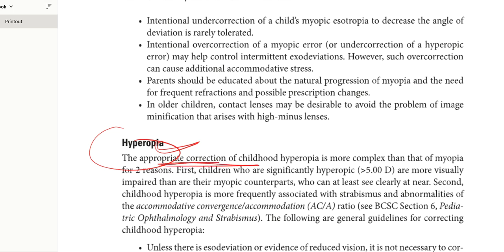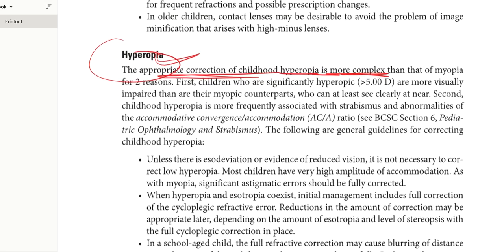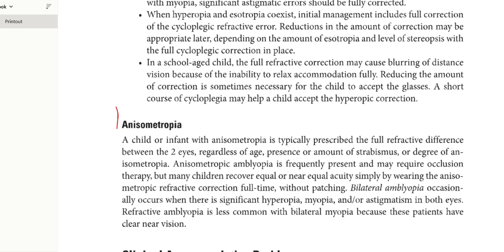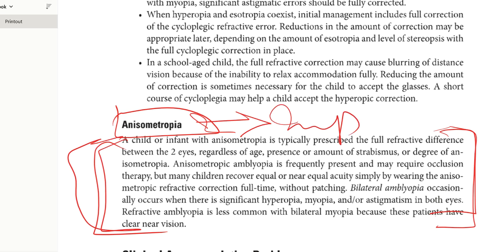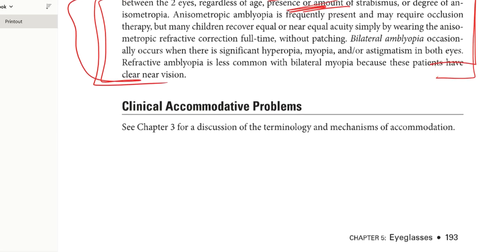Remember that the appropriate correction of childhood hyperopia is more complex. This point is very important. Anisometropia and all the things which I am telling are very important. It means the MCQs have come or can come in the next exam.